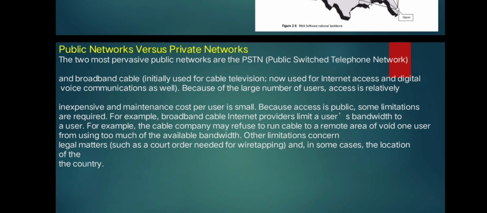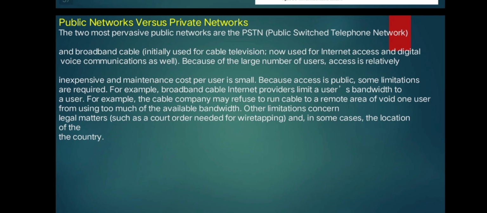Because access is public, some limitations are required. For example, broadband cable internet providers limit a user's bandwidth to keep a user from using too much of the available bandwidth. Other limitations concern legal matters, such as a court order needed for wiretapping.